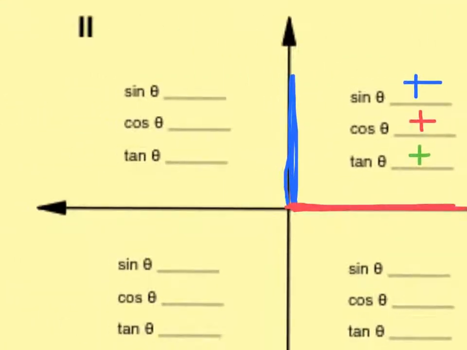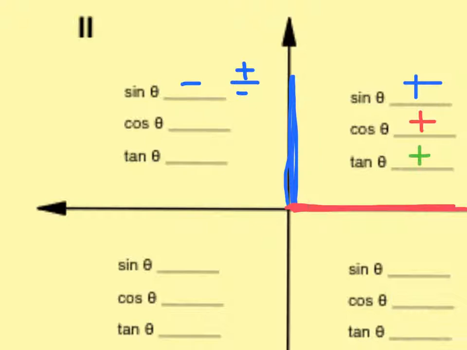Okay, let's take a look in the second quadrant. In the second quadrant, y is still positive, but the x values are now negative. So a positive divided by a negative is a negative, which means sine is negative in the second quadrant.